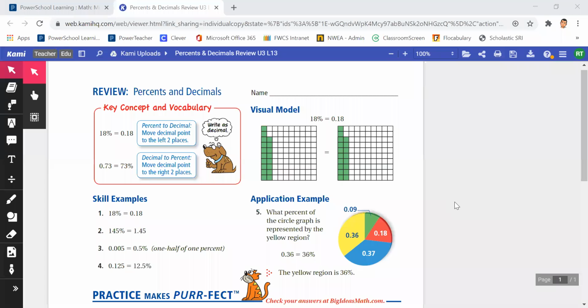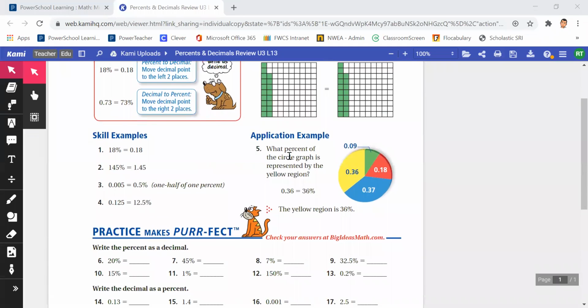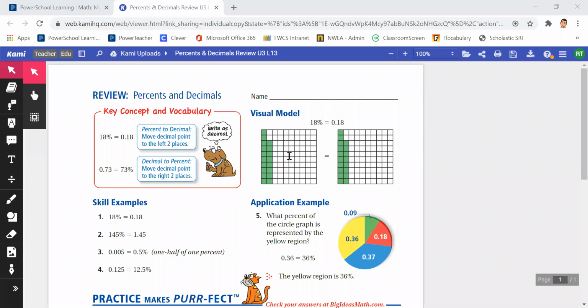Hey, math scholars. Yesterday we worked a bit on understanding the connection between percents and decimals and fractions. And so this is the page that I introduced to you yesterday, and this is the page that you're going to finish today and turn in. So let's go ahead and review a few of our concepts.